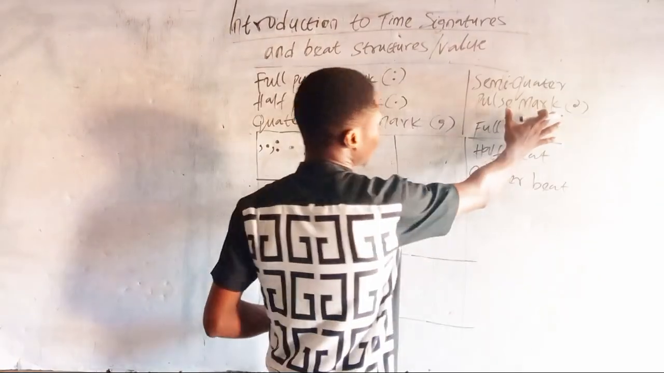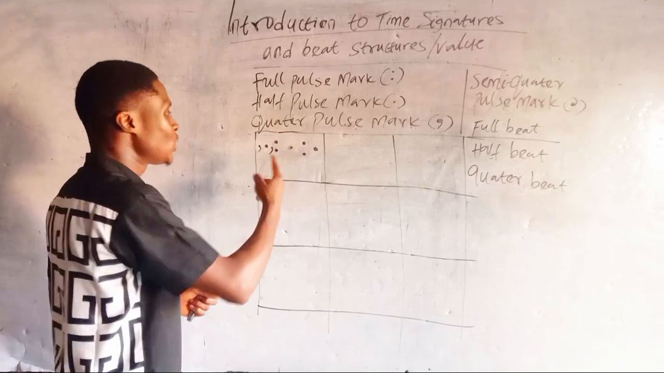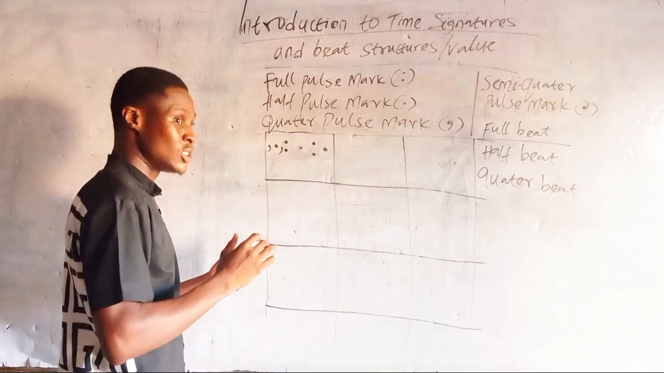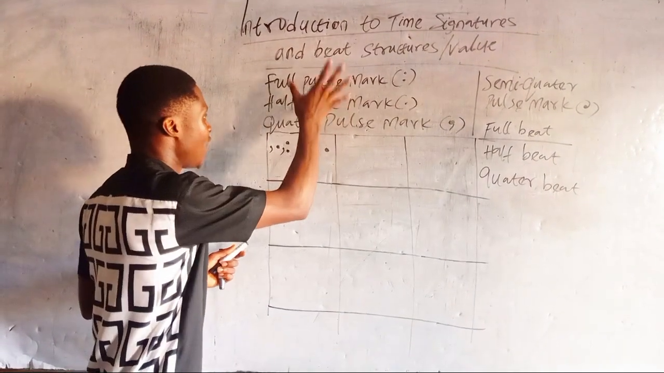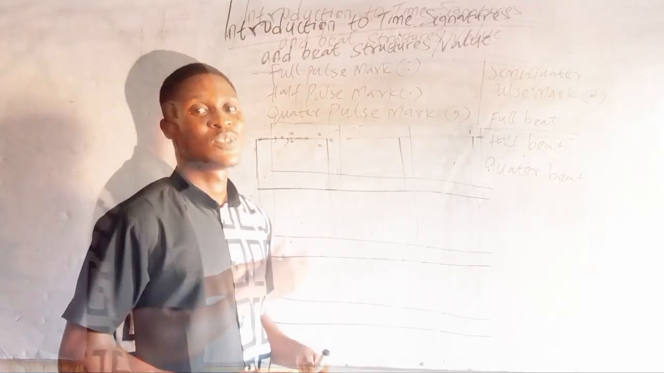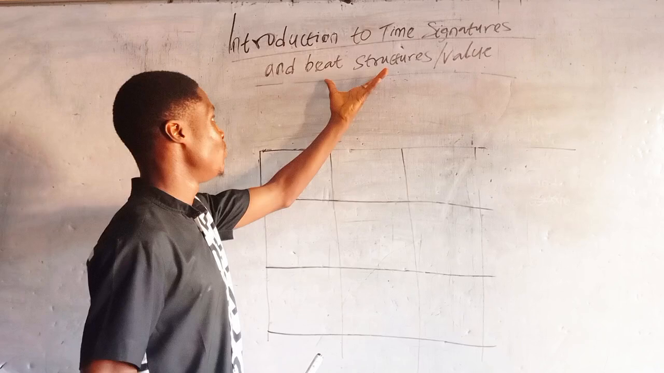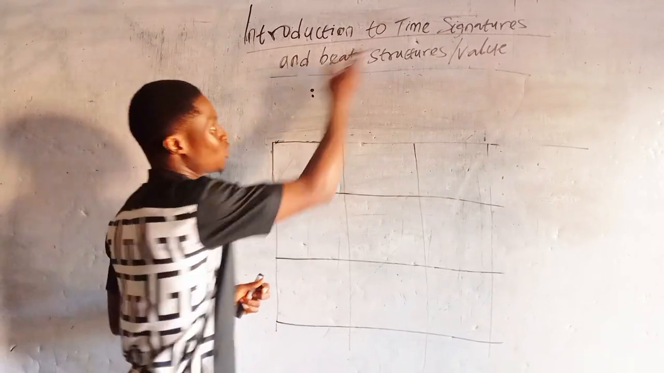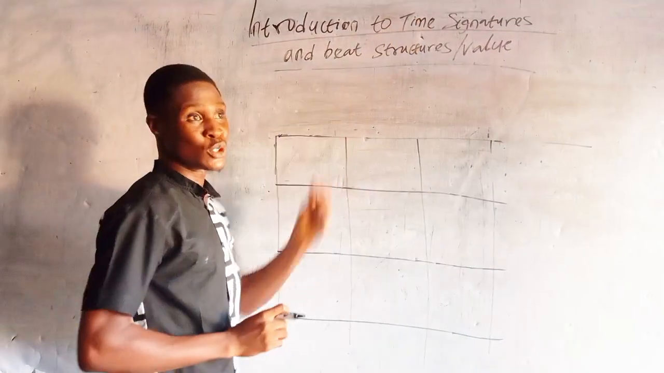Now, the quarter pulse mark can also divide the quarter bits into two equal parts. I won't go there for now. I will do it in a subsequent video, but for now, let us stick to full, half, and quarter so that we don't overload ourselves. So what we just did now is bit structures and values. Now we will move back to time signatures to understand how time signatures work.